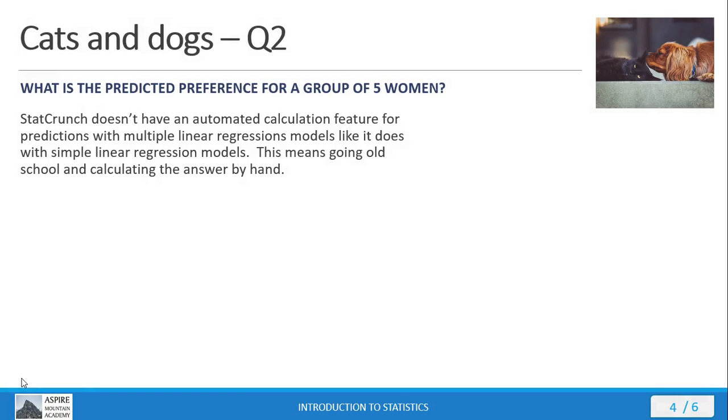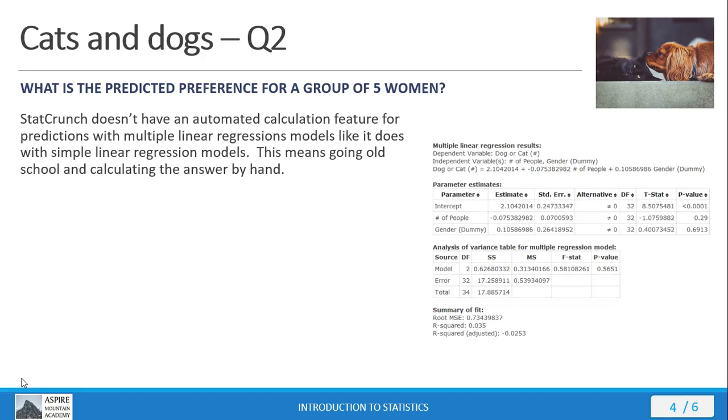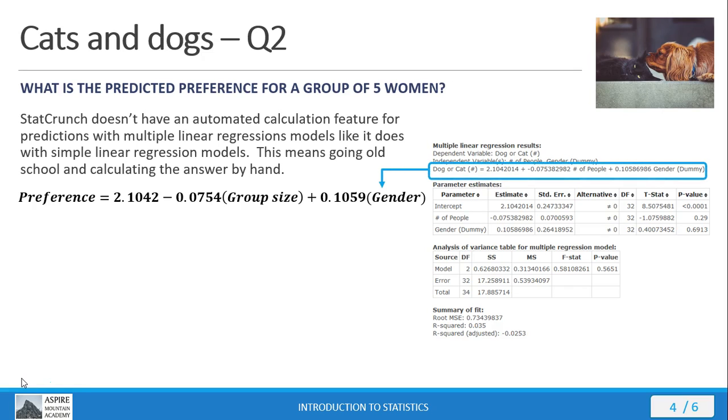The second question that we were asked was to repeat the same calculation for a group of 5 women. So now instead of 5 men, we've got 5 women. So we go through the same process where we make our model and we can extract that out from our results table there at the top. We can plug in the values that we know. This time we've got a 1 for gender because we're looking at a group of women and not men.